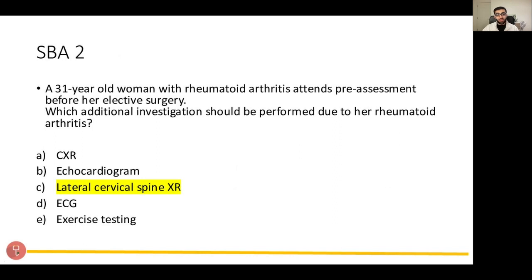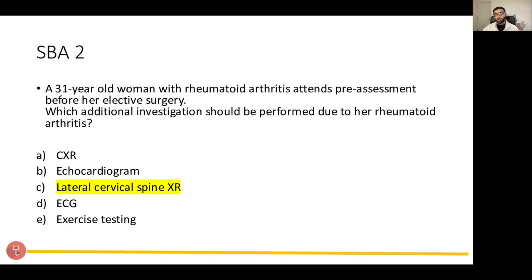For these kinds of patients, they have a risk of something called atlantoaxial subluxation, which essentially means that a joint in the skull, the atlantoaxial joint, can slip. Well, it's more prone to slipping. And this is quite dangerous because it can put pressure onto the spinal cord at a very high level.